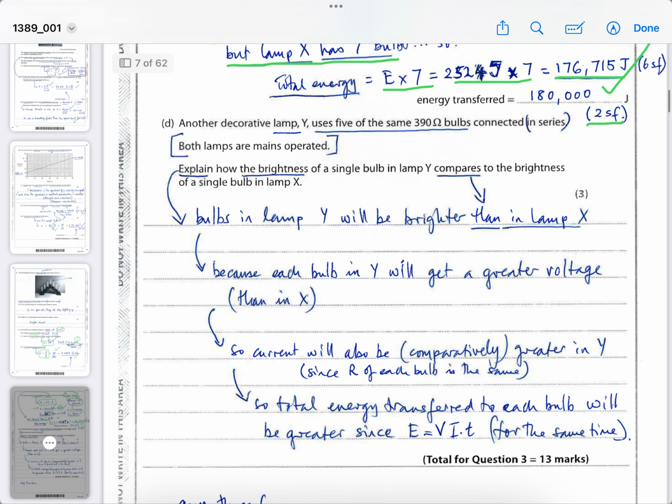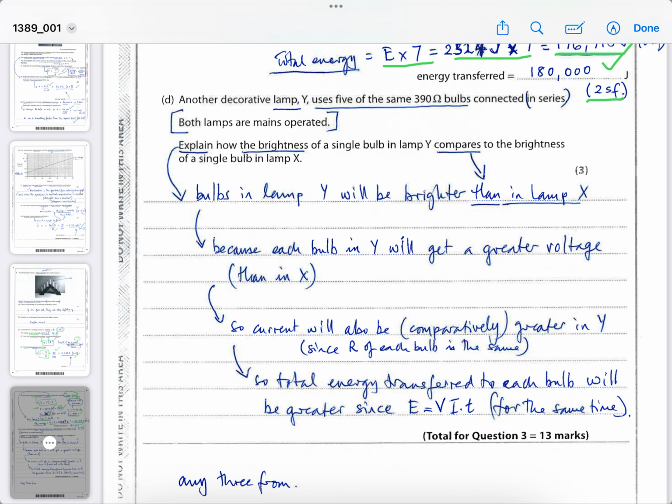It then goes into part D, so we know that they want you to do some further work on it, and they want you to compare lamp X with another decorative lamp, lamp Y, which uses 5 of the same identical 390 ohm bulbs, and again connected in series. So again, you see the way I'm highlighting it, I make sure I've absorbed the information in the question, so I'm not misinterpreting what they're saying. Obviously both lamps are mains operated, so they're giving you all the facts you need to know, and they want you to explain how the brightness of a single bulb in lamp Y compares to the brightness of a single bulb in lamp X.